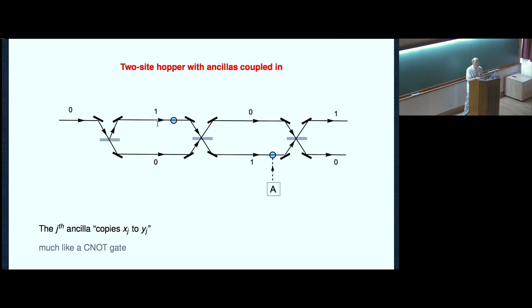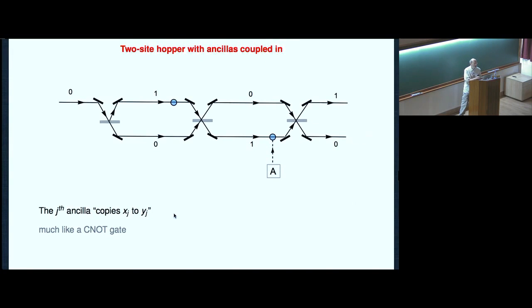For each possible 0 or 1 in the history, there's an ancilla which looks to see whether it really is 0 or 1. So here's this blue circle and this blue circle, marked A for ancilla, which represent these ancillas. There'd be one coming after each beam splitter. And what it does is it simply copies xj, the location of the photon, to yj, which is its own location. The ancilla itself could be some simple thing.